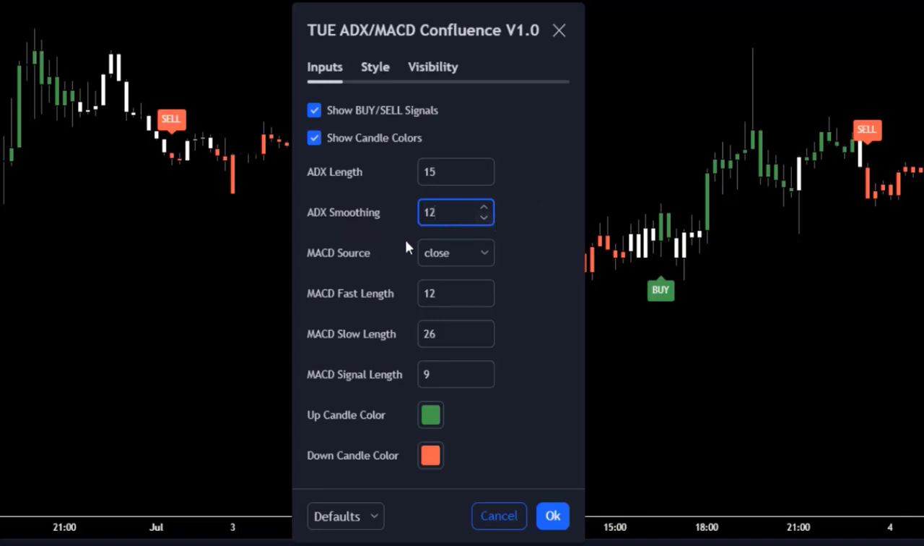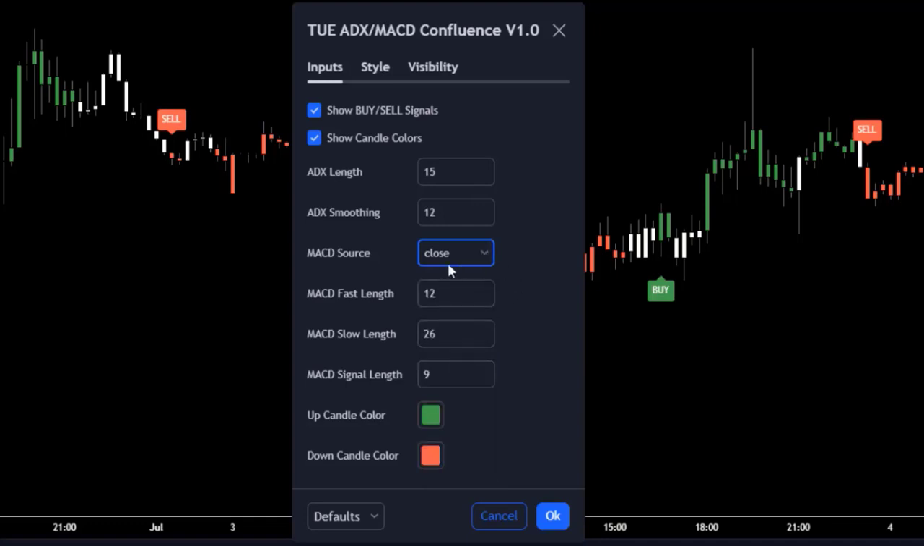Now, let's discuss the third parameter, which is the MACD source parameter. This parameter allows us to select the data source used for the Moving Average Convergence Divergence, MACD calculation. By default, the MACD source parameter is set to use the closing price. This means that the MACD calculation is based on the closing prices of the asset. However, you have the flexibility to experiment with different options such as open, high, low, or even other custom price components. For our strategy, we will stick with the default option and use the closing prices.